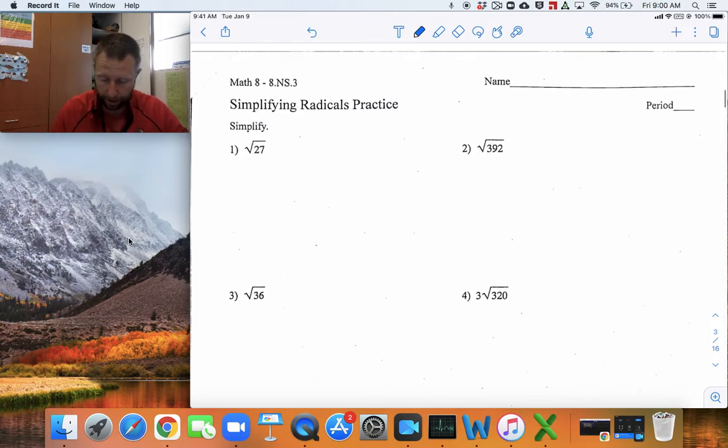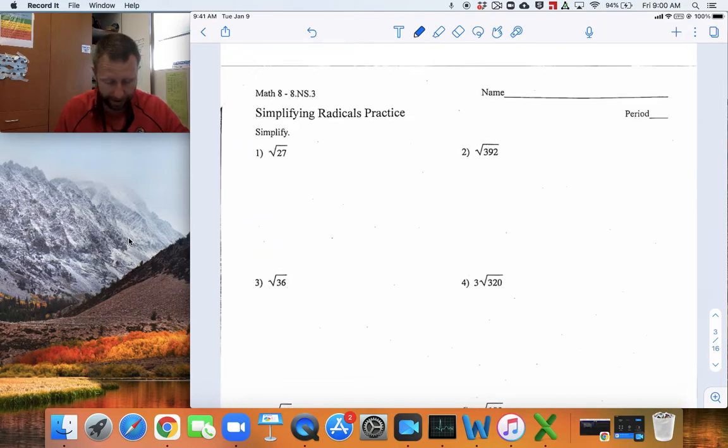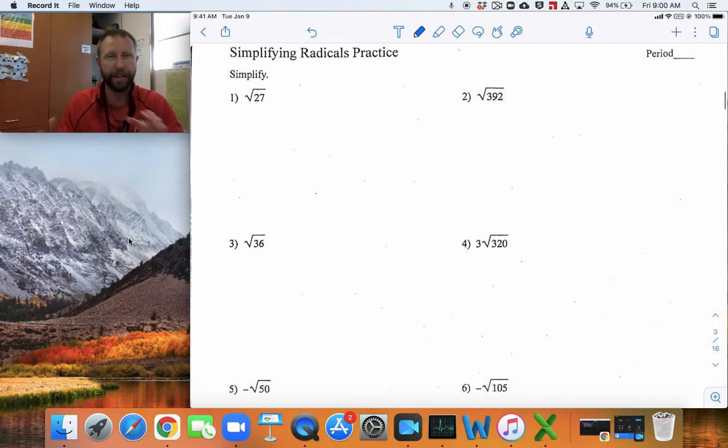And the very first thing I'm going to do is off to the side here. I'm going to list out, so I don't have to keep flipping back and forth between this paper and my notes, the first 15 perfect squares. So I'm just going to do 1, because 1 times 1 is 1. 2 times 2 is 4, 9, 16, 25, 36, 49, 64.